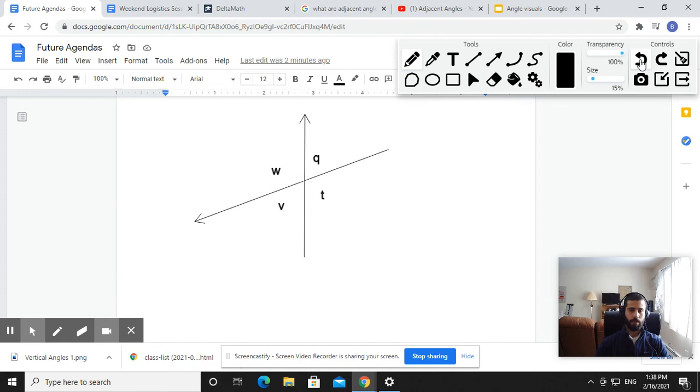So the thing you don't want to do is get mixed up and say, oh, W and Q, those are vertical angles. Don't say that. They're not vertical angles, and they're not equal.